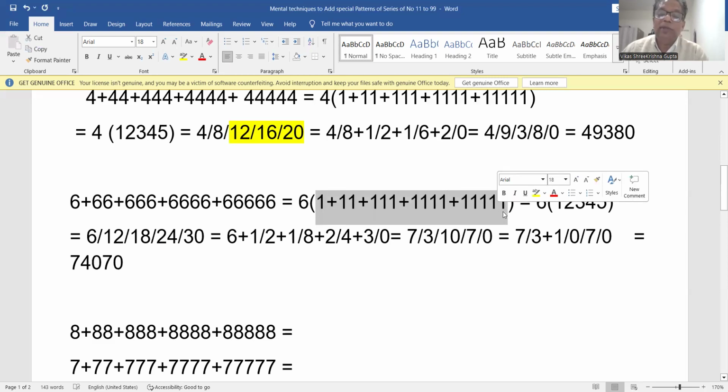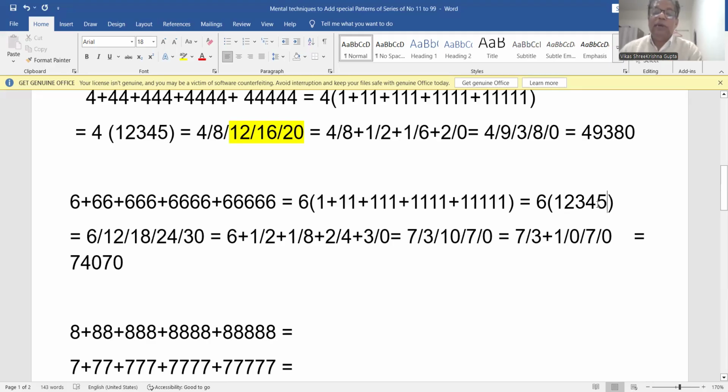I have shown you there are 5. In the end, I am getting a series of 1 up to 5. So the answer will be 6 into 1, 2, 3, 4, 5. Why is it 5? Because my last number is 5 in the series of 1, right? So I multiply 6 by 1, 6 by 2, 6 by 3, 6 by 4, 6 by 5. So what do I get? 6, 12, 18, 24, 30.